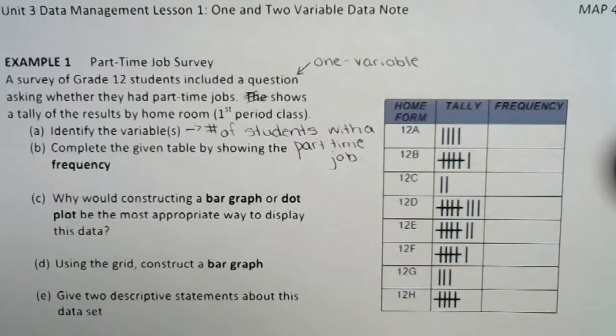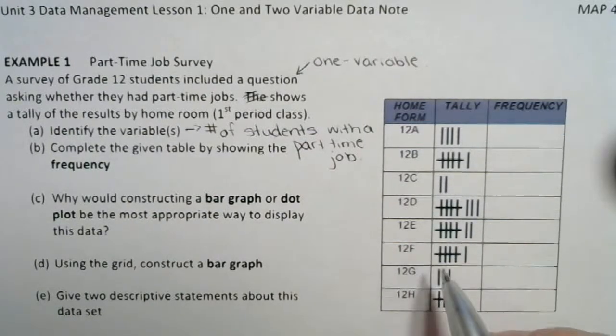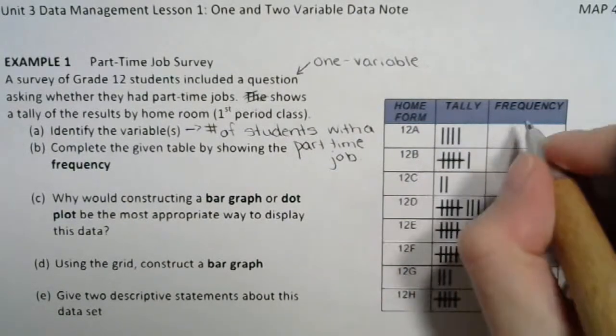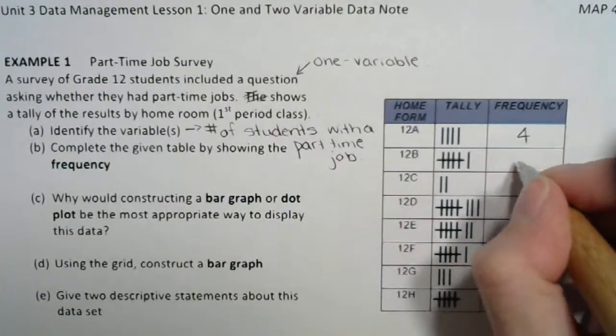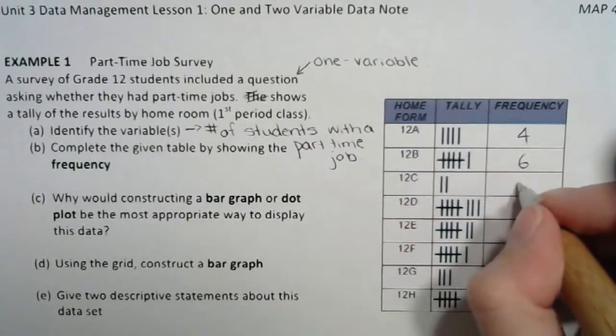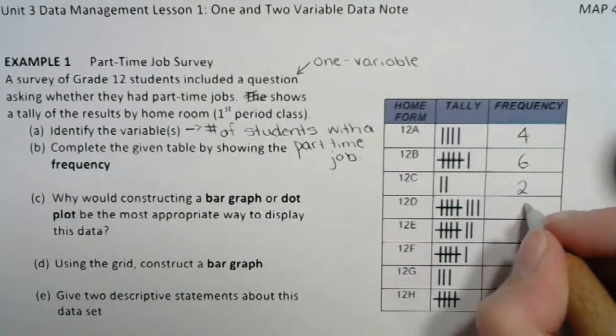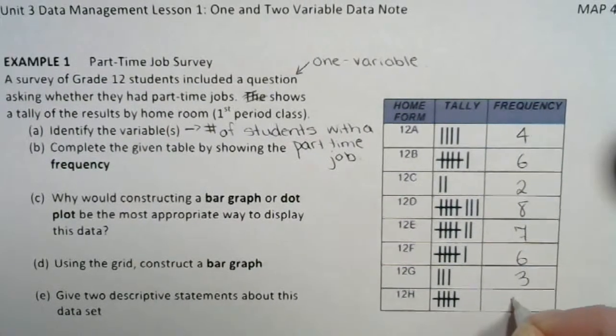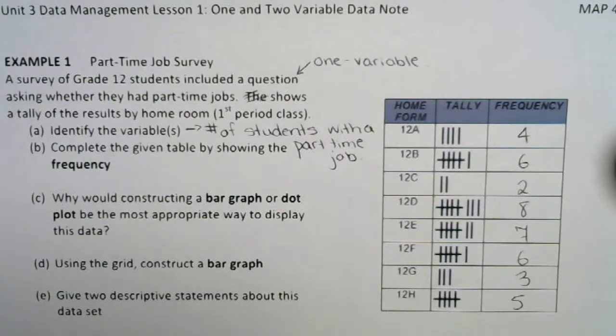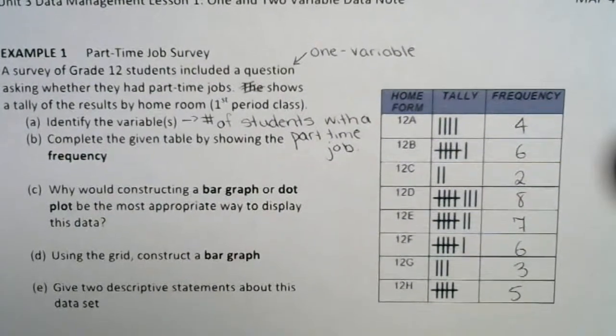Okay, so we have a tally. Now what we have to do is just complete this table by putting in the frequency of each of these. And basically what that means is just adding up the total in the tally chart. So that one's got 4, this one's got 6, 2, 8, 7, 6, 3, and 5. We're just going to go through and put all our totals in.